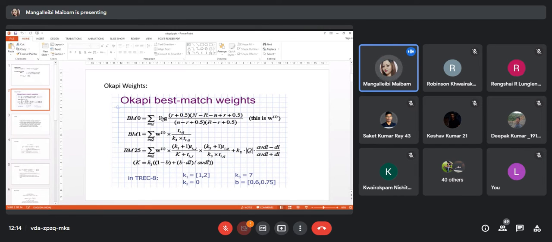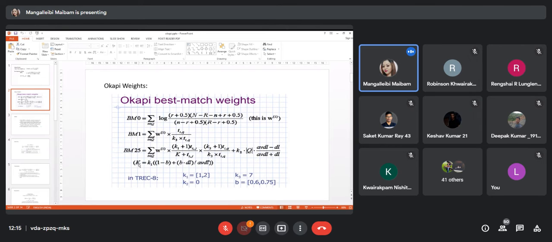Then BM1 is nothing but this BM0, the whole thing, represented by W1 or WT, multiplied with the term frequency for the term in the query, and K3 is some scaling parameter and term frequency for the term in the query. Okay. So this multiplied by this value, we call this BM1, and in BM25 we have some more parameters added to it.